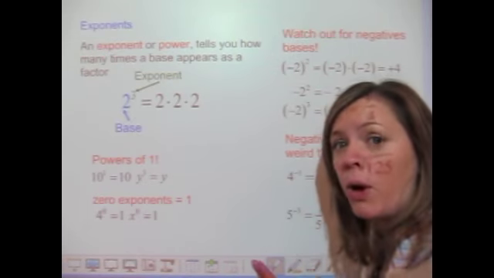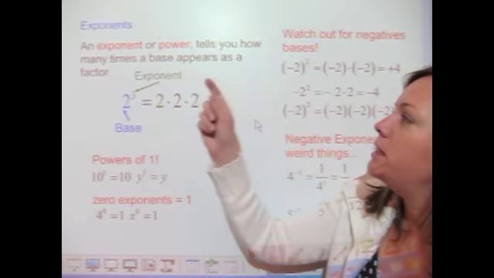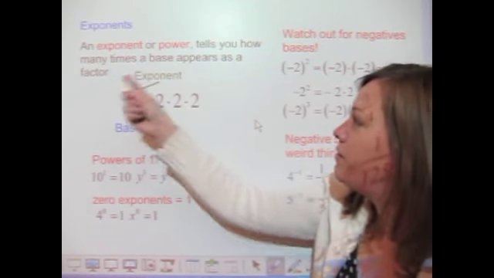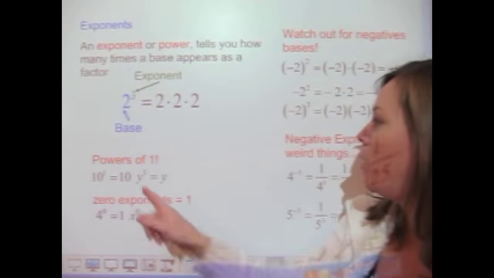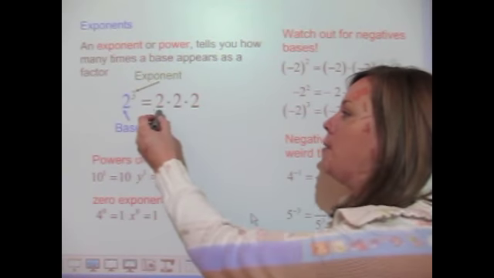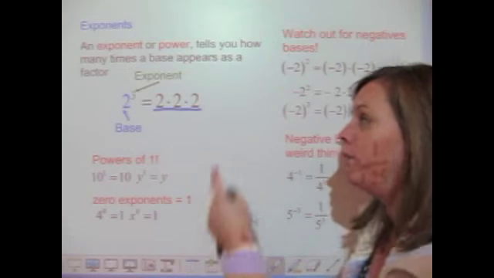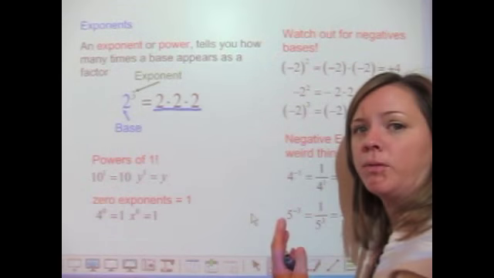All right, we also need to talk about exponents. An exponent, or a power, tells you how many times a base appears as a factor. So if you have an expression like 2 to the 3rd power, 2 is the base, 3 is the exponent, and it means multiply 2 times itself 3 times. 2 times 2 times 2. So let's go over a few rules about our exponents.